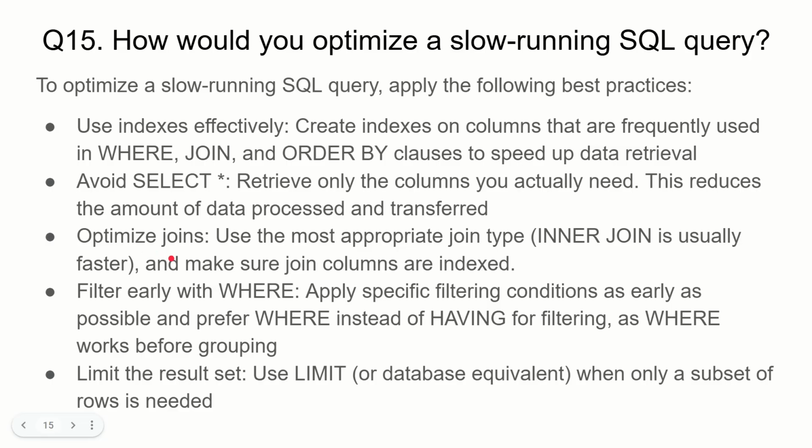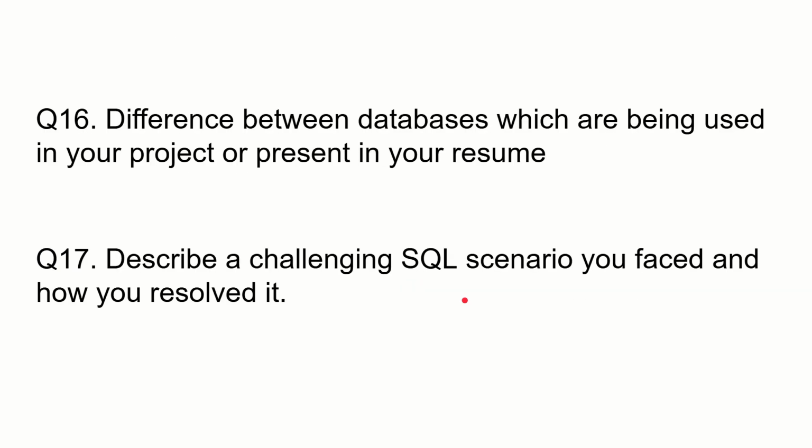optimize the joins. Generally, inner join is faster. Then we can filter early with where, so we can apply specific filtering conditions as early as possible, and prefer where instead of having. Then we can limit the result set using the limit keyword. These are some best practices.